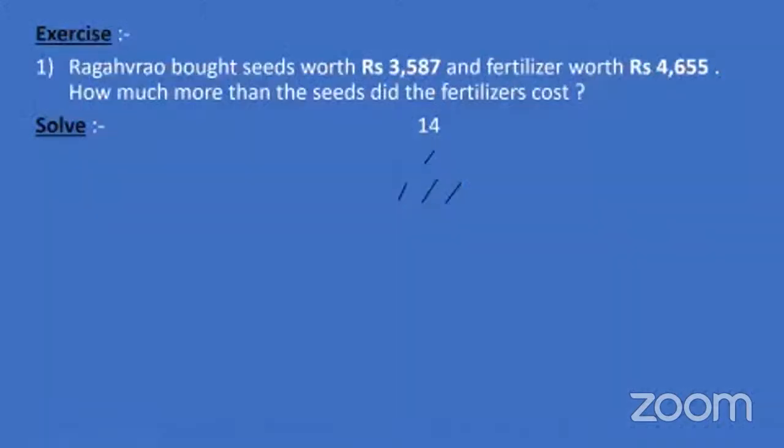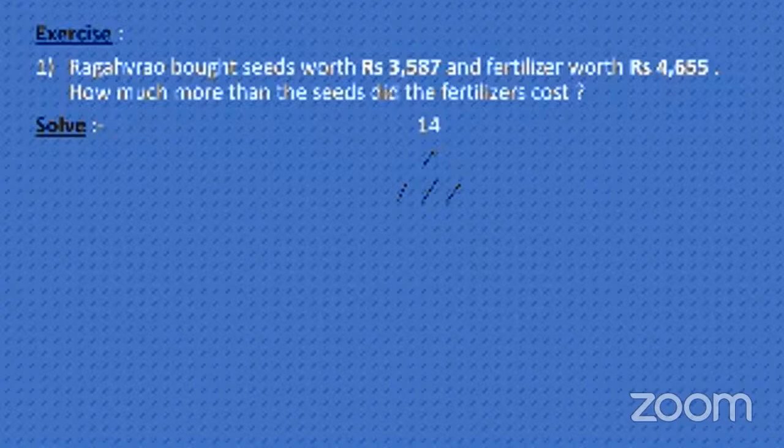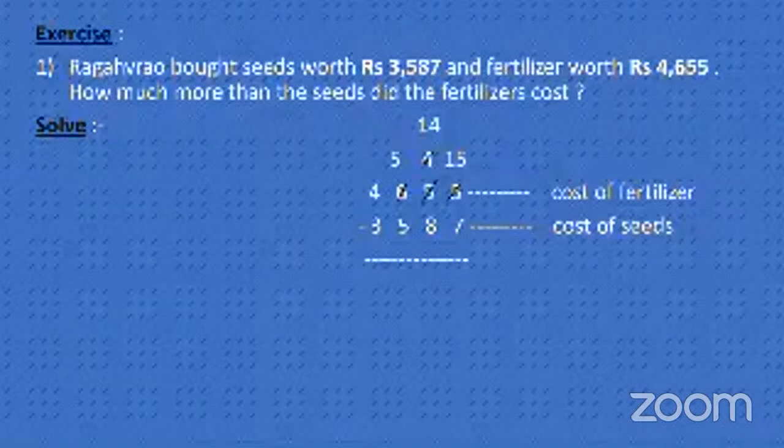So for that purpose we will arrange the cost of fertilizer and seeds in a subtraction. You know that whenever we do subtraction, we write the bigger number at the upper side. Okay. So the cost of fertilizer, what is the cost of fertilizer?